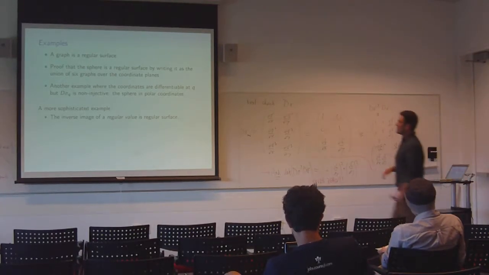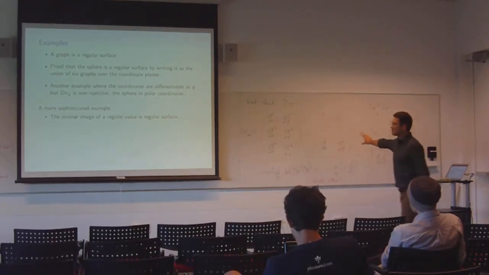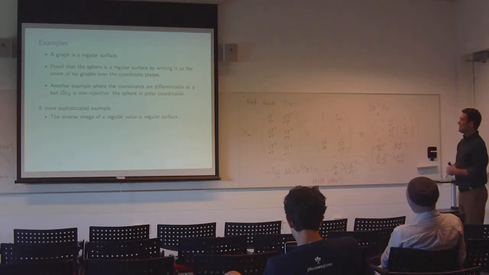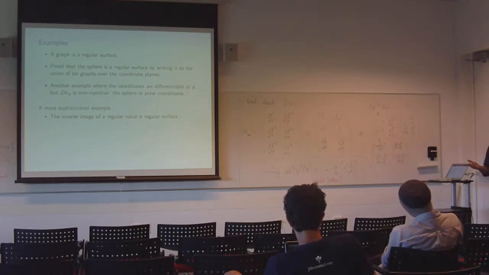Okay, so let's look at bullet point number 2. Now that we know that graphs are surfaces, we can prove that a sphere is a surface. A sphere itself isn't a graph, but you can represent it as the union of 6 different graphs. How do you come up with 6 different graphs to cover a sphere?